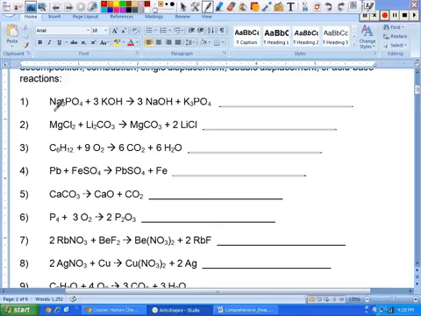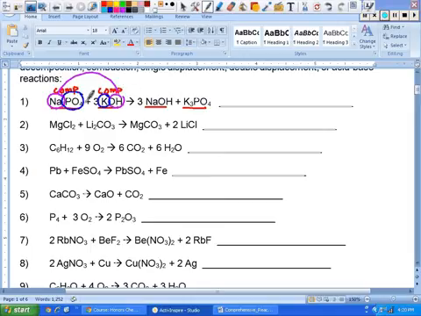You see a compound plus another compound, and it makes 2 new compounds that are different from the reactants. You see that Na is now with OH, so that is the outsides, and you see that K is now with PO4, and those are the insides. So that is a double replacement reaction. Okay, that is a double replacement.